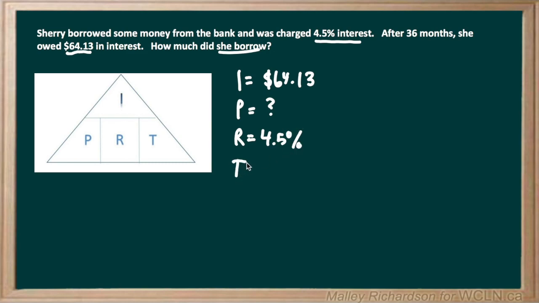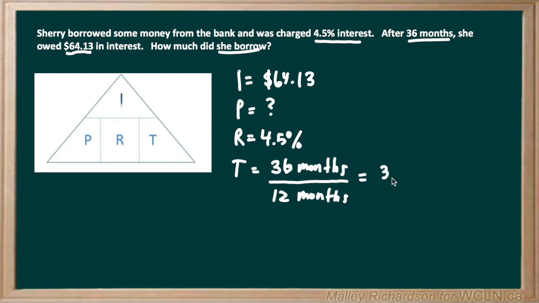And then T is our time in years, but as we can see, T is 36 months. So we want to change this unit of 36 months into years. To do this, we take the time in months, 36 months, and divide that by how many months are in 1 year. So 36 months divided by 12 months gives us our answer of 3 years. So our units of R and T are both in years.